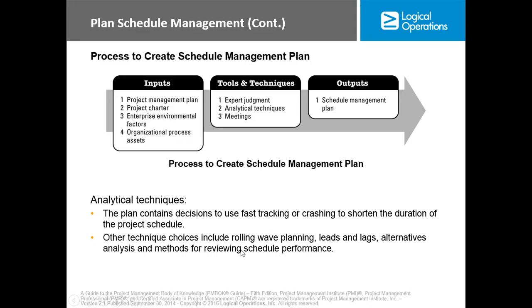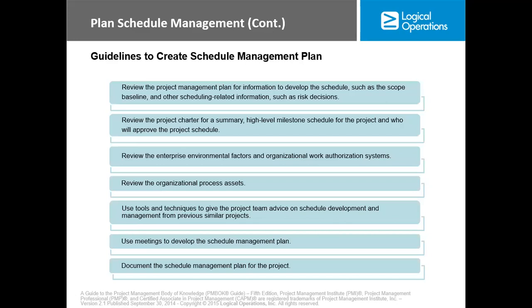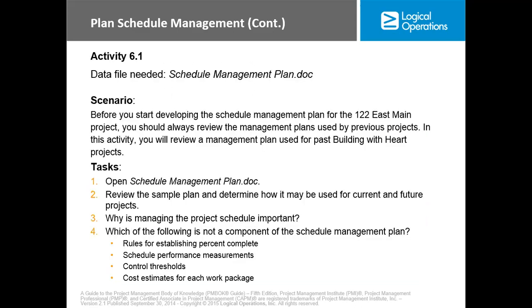Now, for rolling wave planning, we are talking about progressive elaboration, whereby you plan things that you have to do in the nearer time in more detail than things that you have to do at a later time. Then leads and lag, alternative analysis. We are going to need some of these things as we go further. Now, this is the guideline to create a schedule management plan. We review the project management plan for information to develop the schedule, and so on. We can go through each of these things.